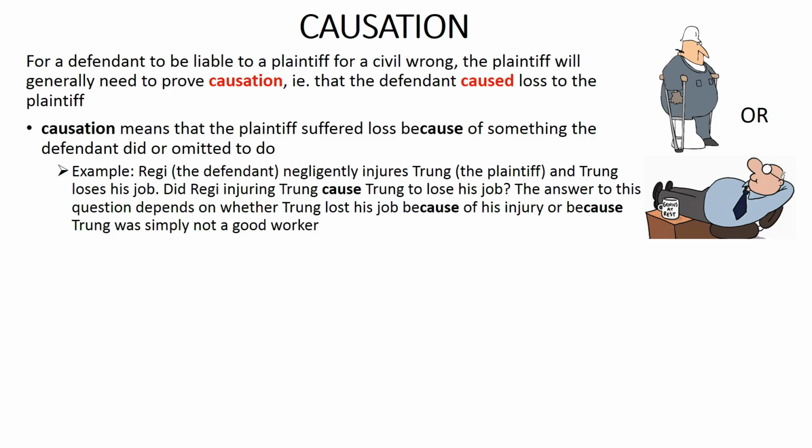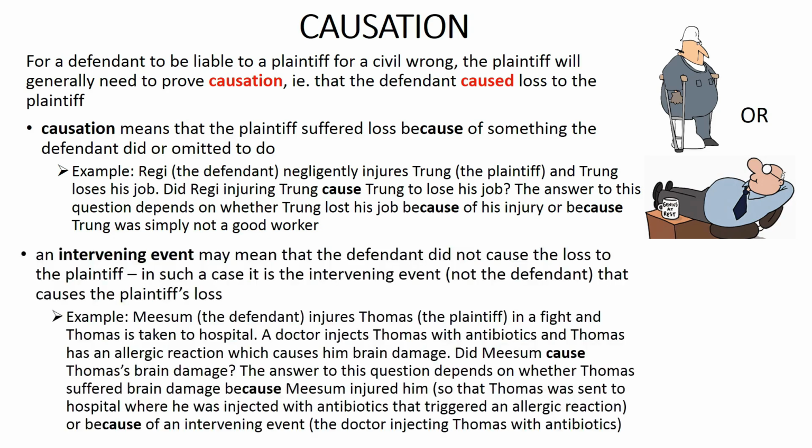Let's take the concept of causation a bit further. In some cases, it might be that it is not what the defendant does or omits to do that causes the plaintiff's loss, but that the plaintiff's loss is caused by something unrelated to what the defendant does or omits to do. We call this an intervening event. In this case, the defendant would not be liable to the plaintiff for a civil wrong because it was the intervening event, rather than the defendant, that causes the plaintiff's loss.